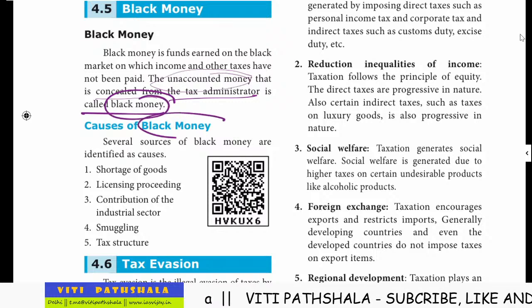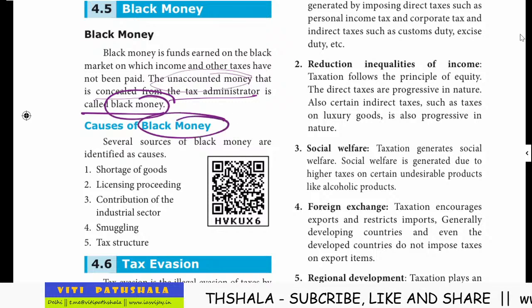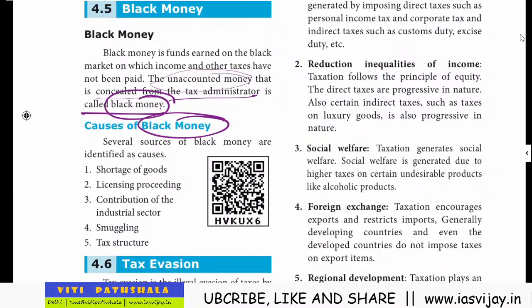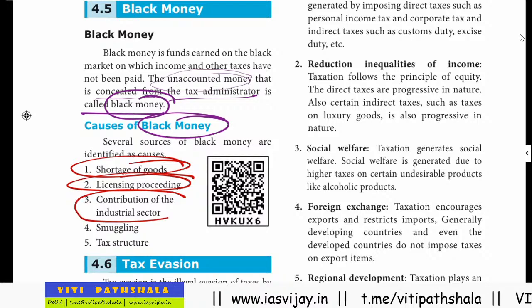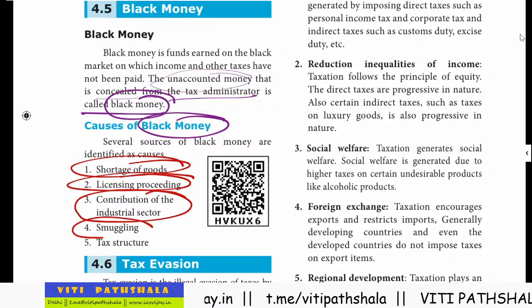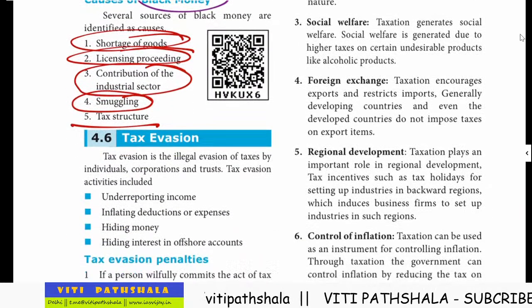Now, what are the causes of black money? Several sources of black money are identified: shortage of goods, licensing, processing proceedings, the contribution of the industrial sector, smuggling, and the tax structure.